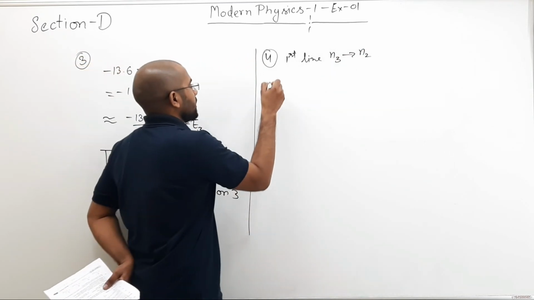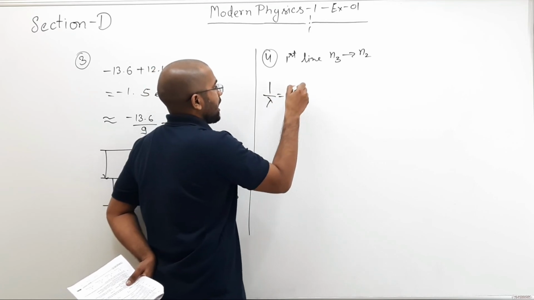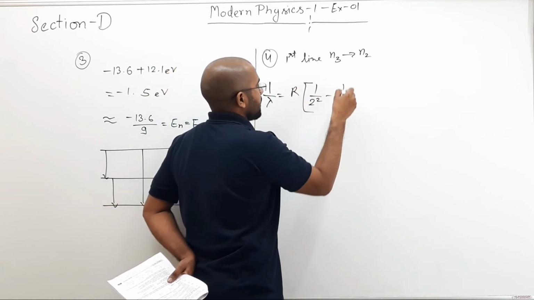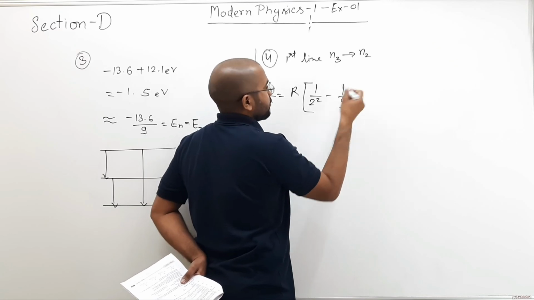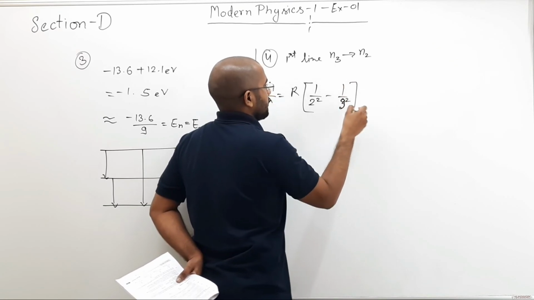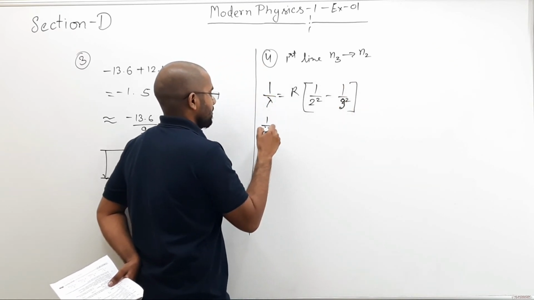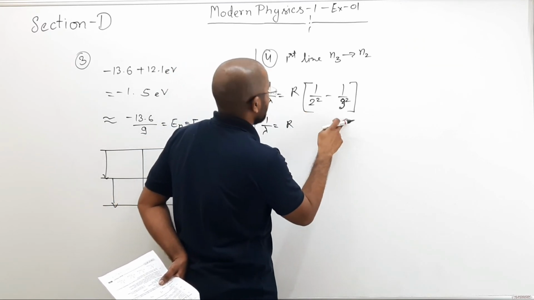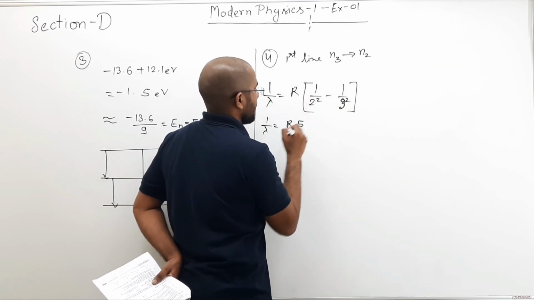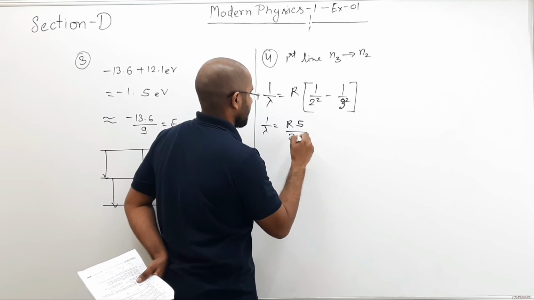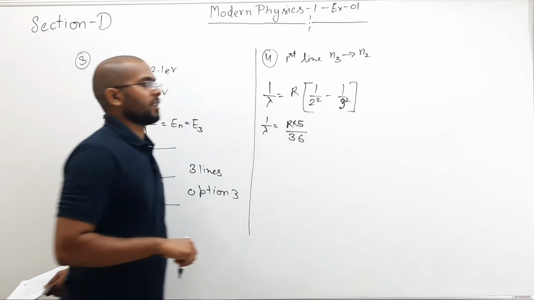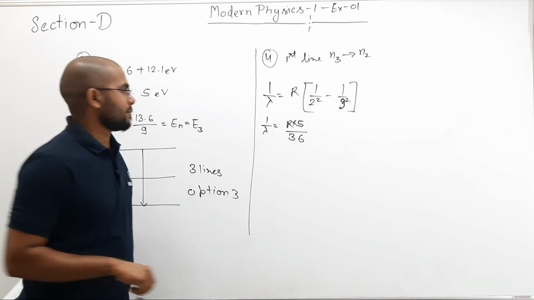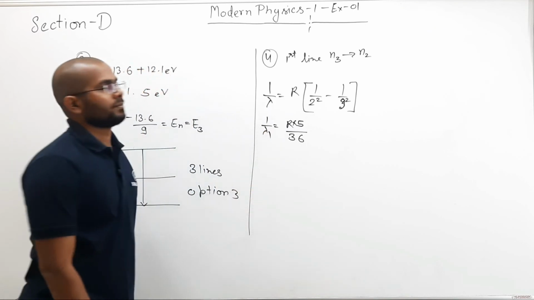So what will be lambda? 1 by lambda will be R, Rydberg constant, times 1 by 2 square minus 1 by 3 square. So this will be how much? 1 by lambda equals R times 1 by 4 minus 1 by 9, 9 minus 4 is 5 divided by 36. 5R by 36. So that is your 1 by lambda, where lambda is the first.